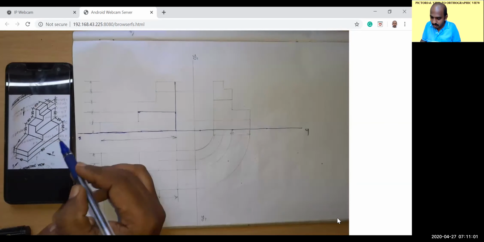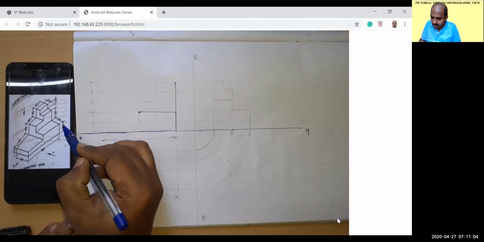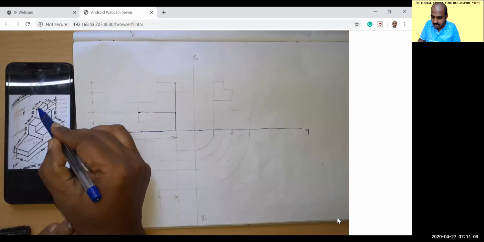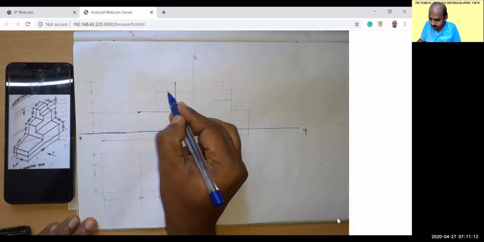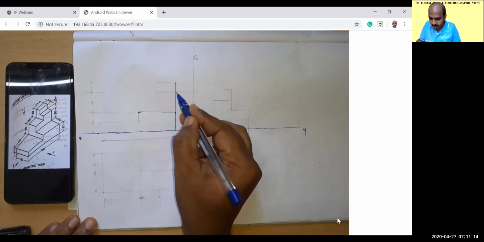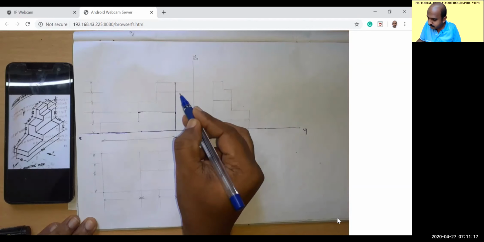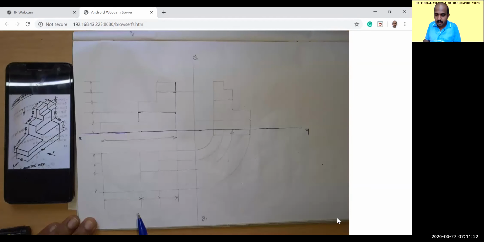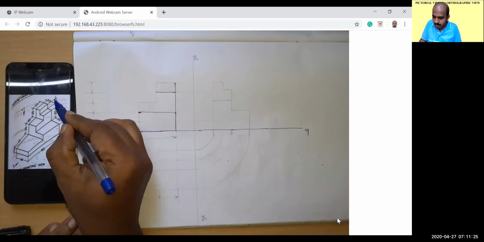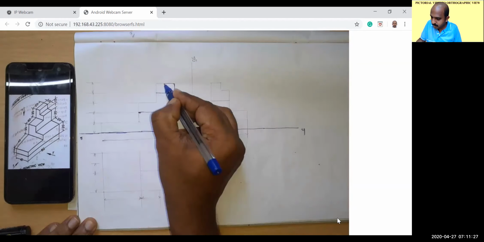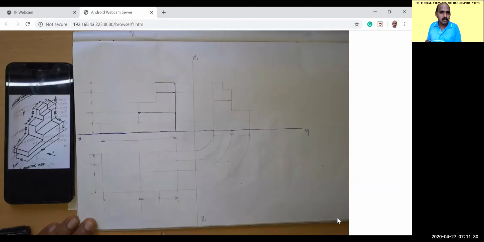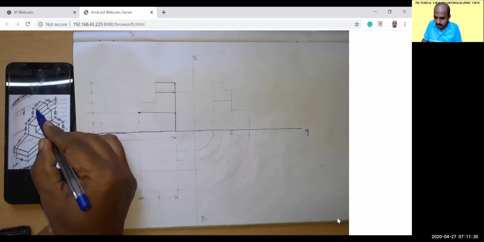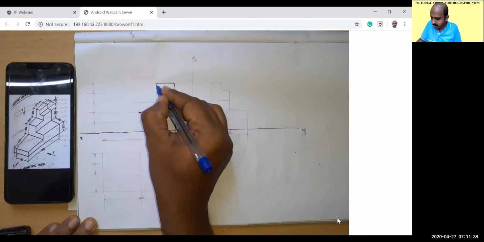And you can see that about 20 from here there is another line. What is the length? This is again 20. From here about 20 there is another line. And from here about 10 another line. Then what is the depth here? It is about 20 mm to the left.